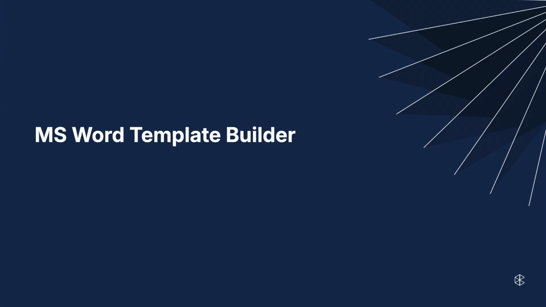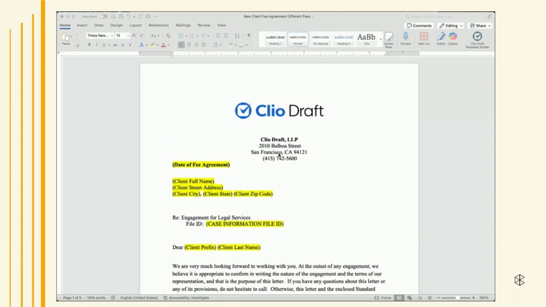Okay. Let's take a closer look at the Microsoft Word template builder itself. So we're starting with the document. We have an engagement letter. We've already stripped out the client and matter specific information. We've replaced it with some highlighted areas, and it's telling us what we need to insert, right? I need to insert the date of the fee agreement, the client full name, etc. Those are the fields that I need to put in.